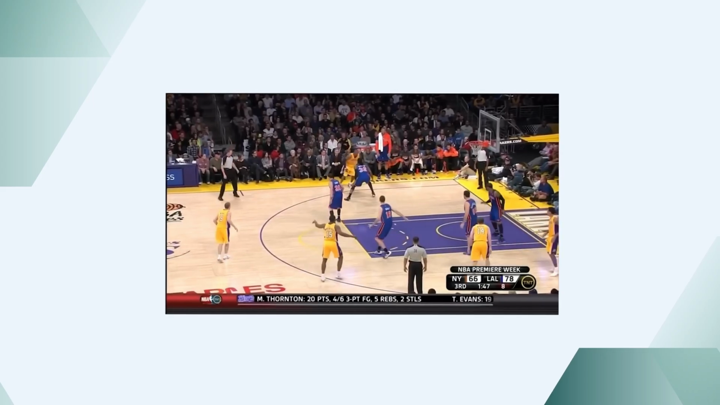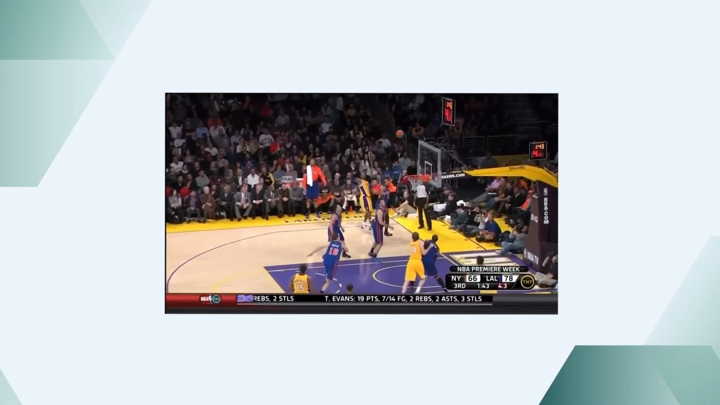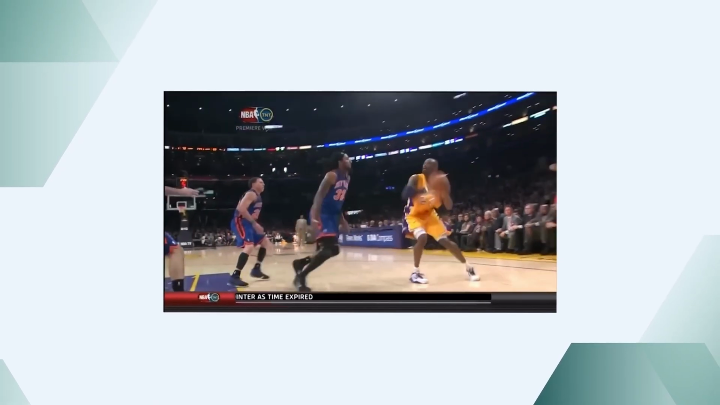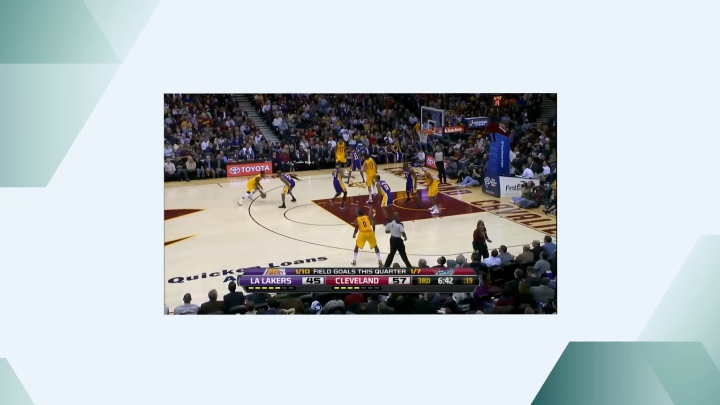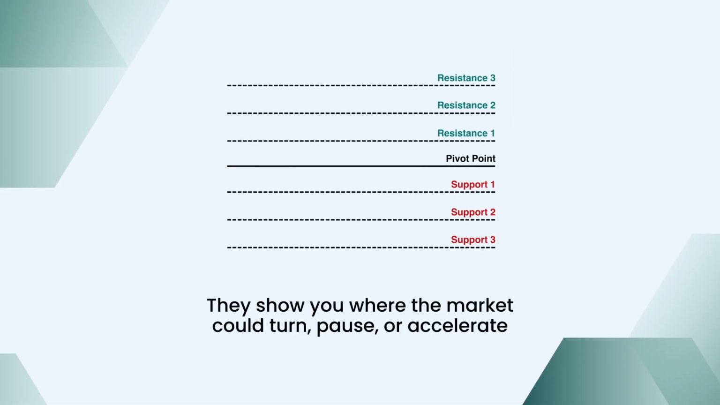Imagine you're playing basketball. The player dribbles up the court, plants one foot, pivots, and changes direction. That single point, the pivot point, is where everything shifts. In trading, pivot points work exactly the same way. They show you where the market could turn, pause, or accelerate.